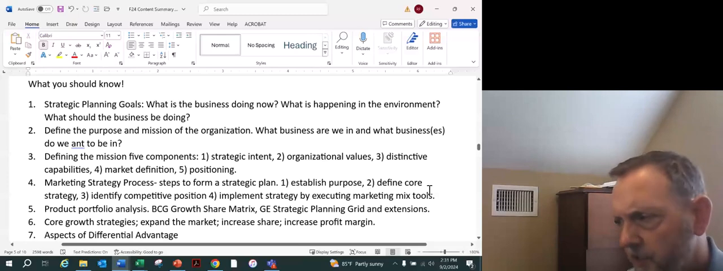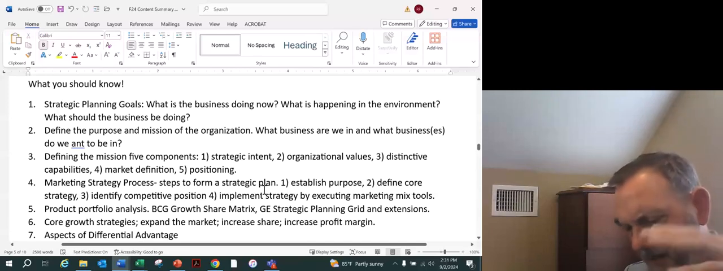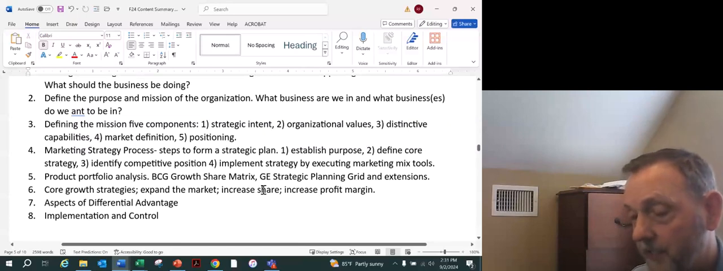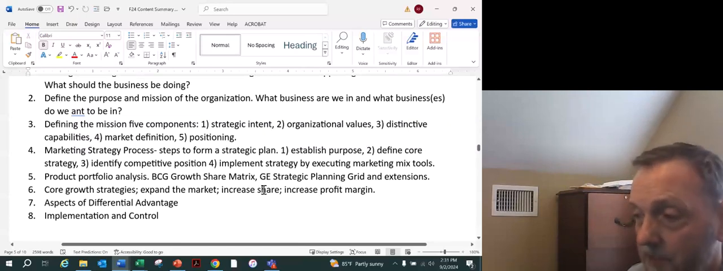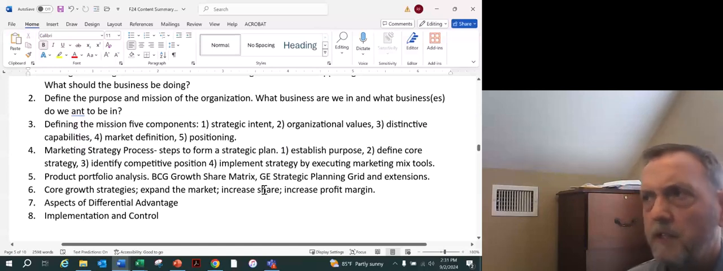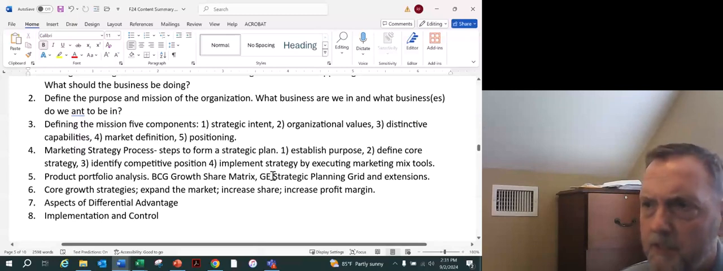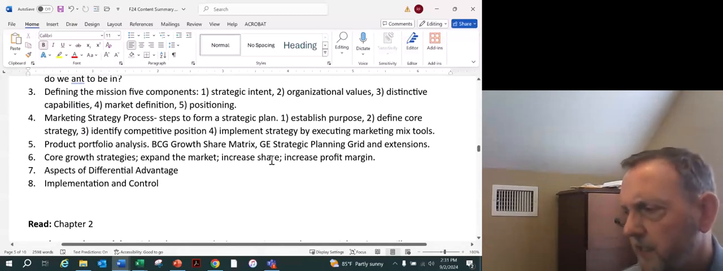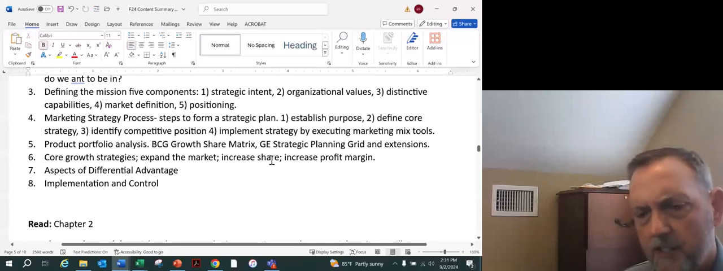The text also talks about different components of missions, and the strategic process, including the planning process for marketing in particular. They also talk about something called product portfolios, which the text spends a good amount of time on, but it truly deserves a deeper dive.